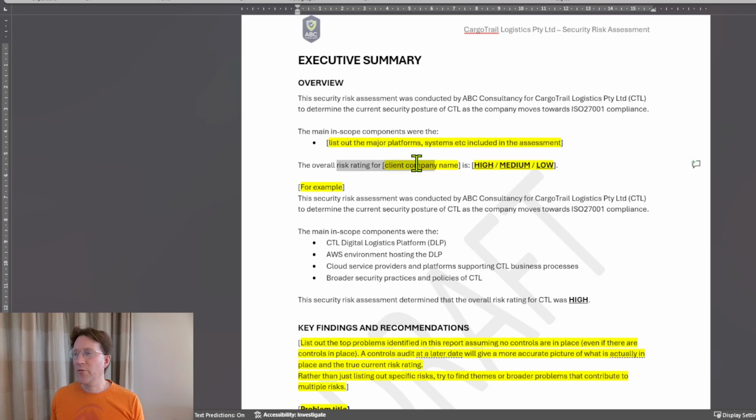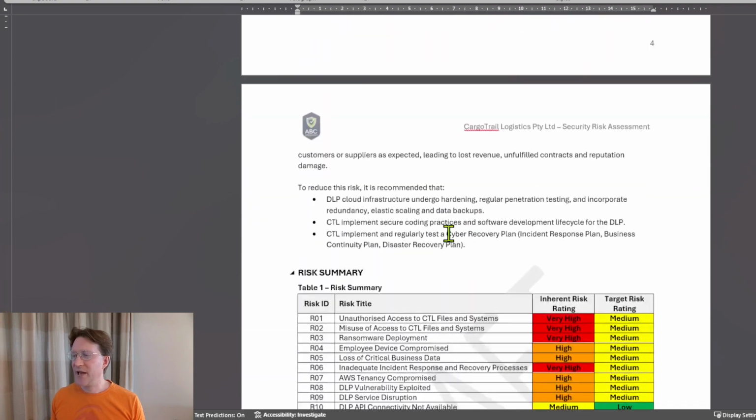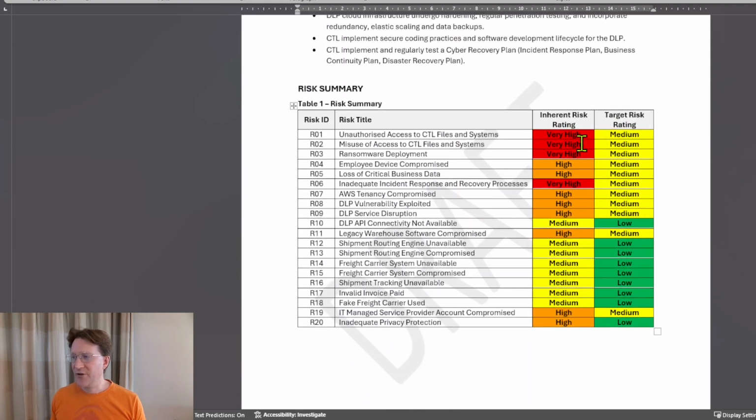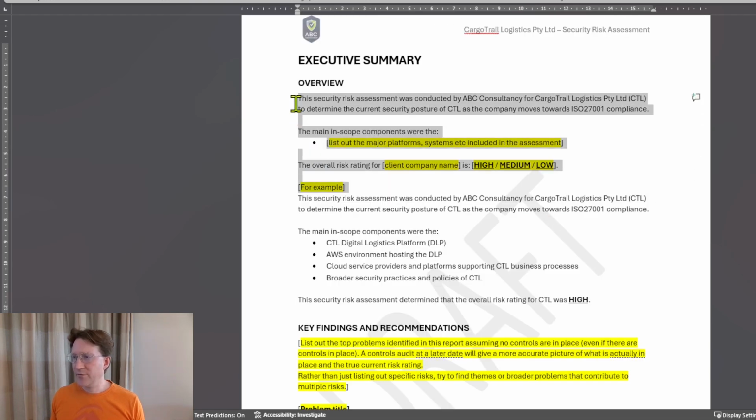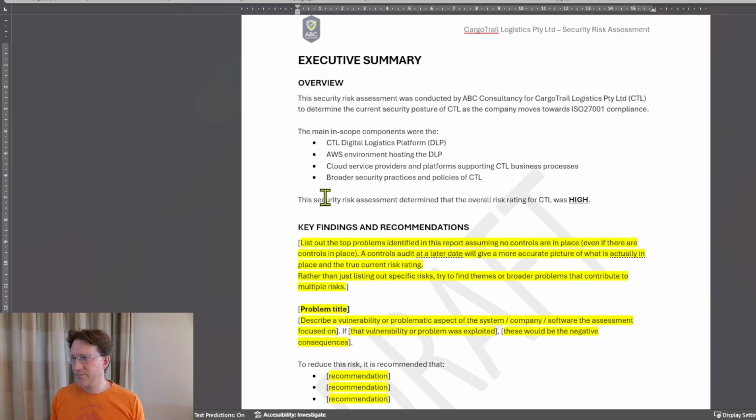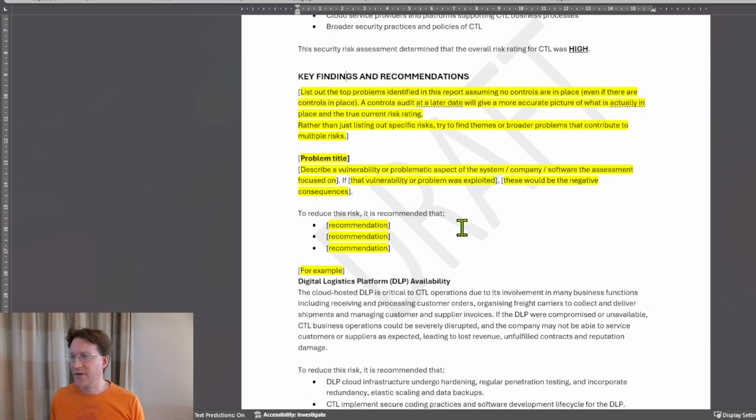Next, we need to look at the overall risk rating for the company. In this case, I'm saying for CTL, it was high because we did find a lot of risks. If we quickly scroll down to our risk table, we can see that we do have a lot of high, very high risks. So I don't think it's unreasonable to say that we consider CTL as having a high risk rating. We can now remove this example section and move on to key findings and recommendations.